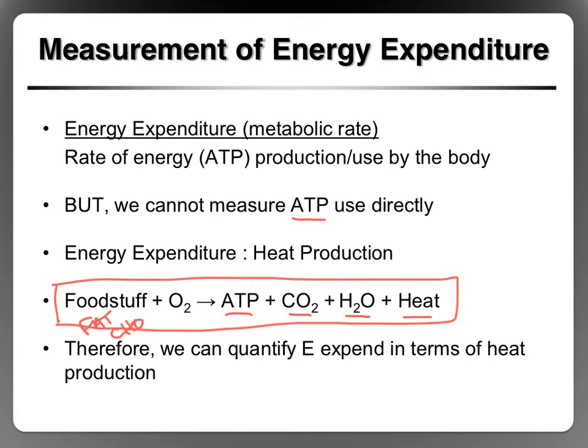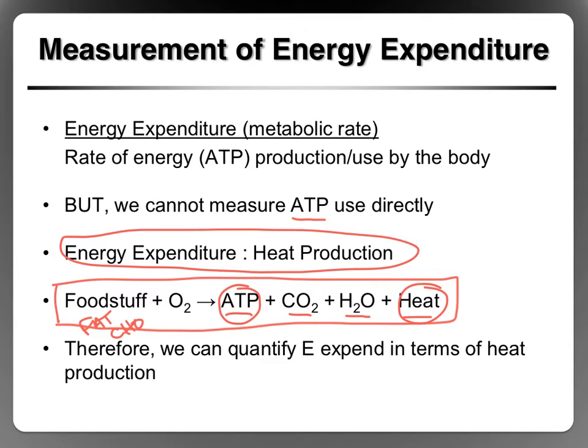And so there's a direct relationship between energy expenditure, ATP production and use, and heat production. That's what this means here. There's a direct relationship. They're directly proportional. So although we can't quantify ATP, we can quantify heat because heat is easy to measure.